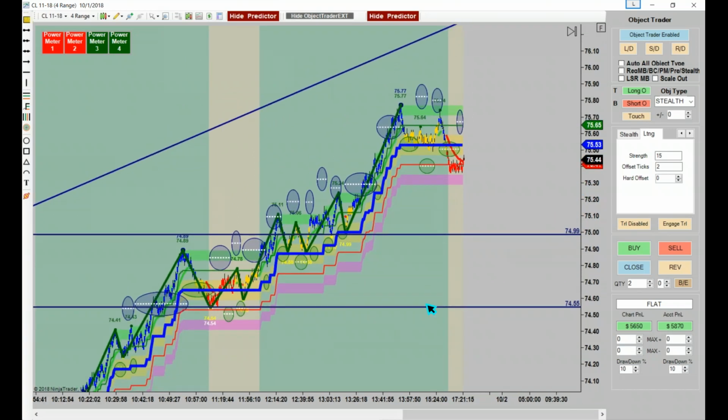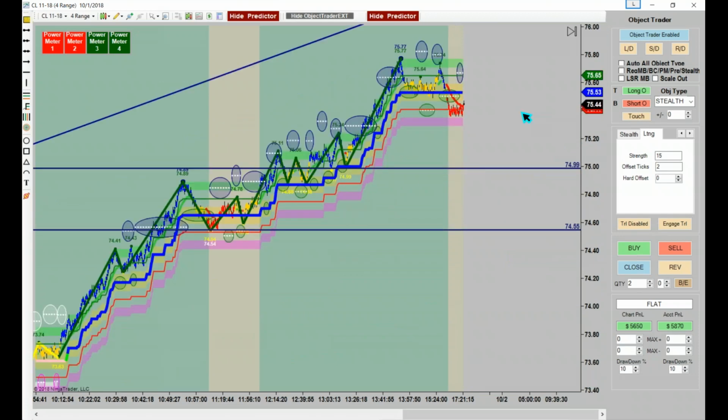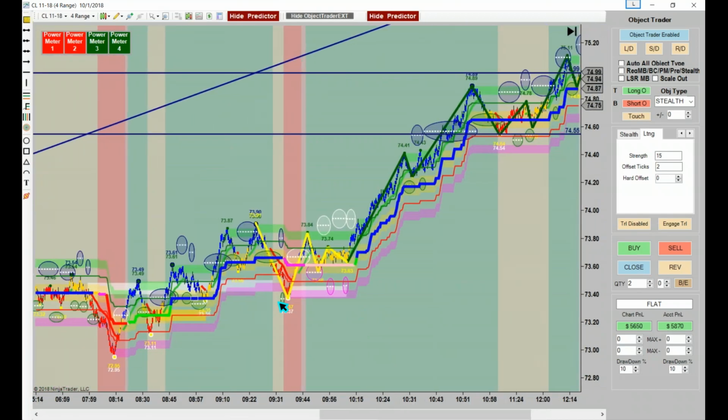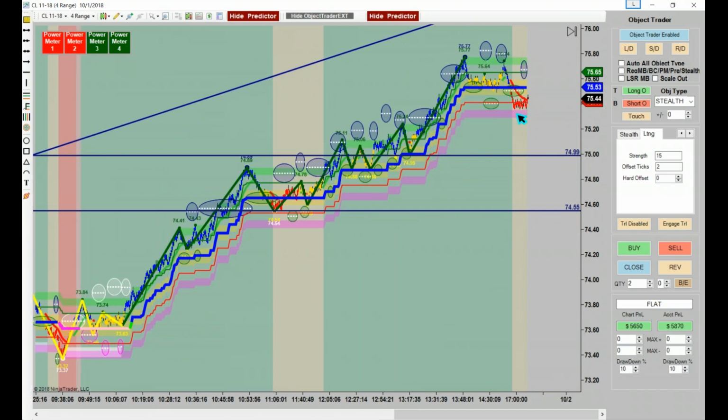Another way you can do this too, keep in mind, as long as you're staying in this channel from line 0 to line 8, you can actually stay in a trade. I mean, look at this. This went literally all day after it broke up, and you finally changed trends and everything. This never took out your phantom.